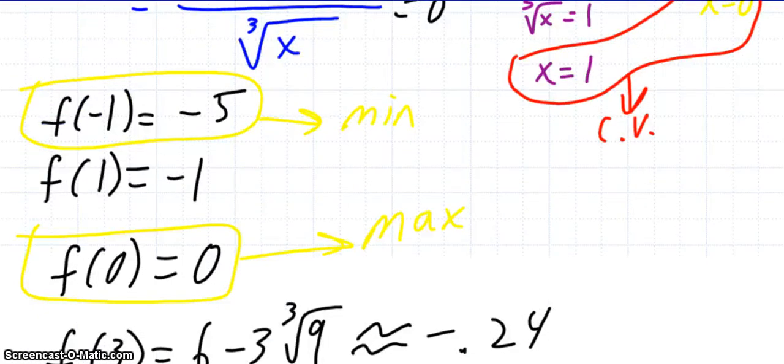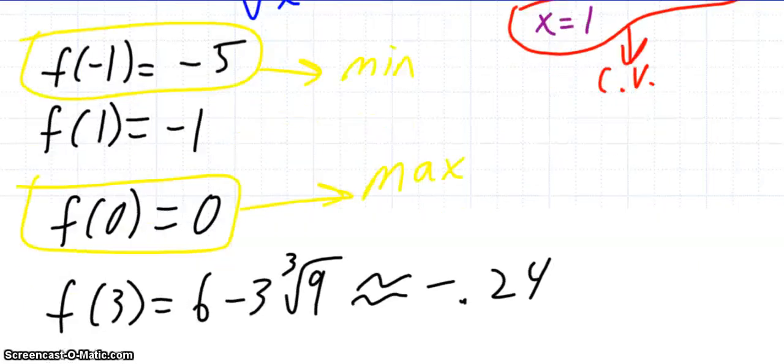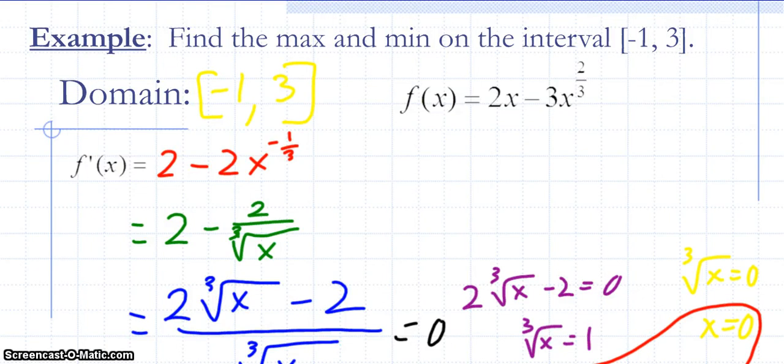Alright, so here we should end up with the point (-1, -5) is the absolute minimum, and the point (0, 0) is the absolute maximum. So let's see how we got that. First, again, we want to recognize we're using a closed interval from -1 to 3, including the -1 and the 3. So now I want to find the derivative.